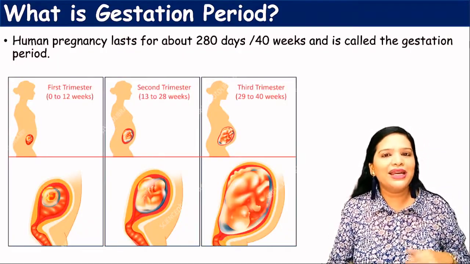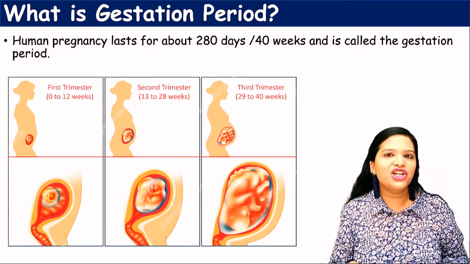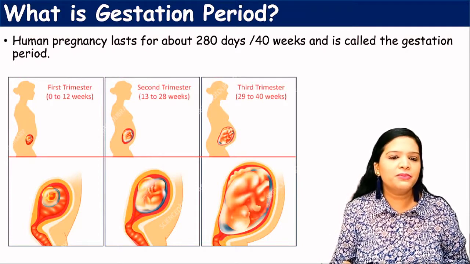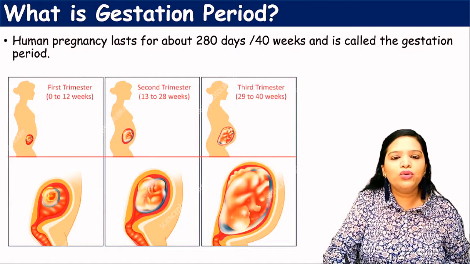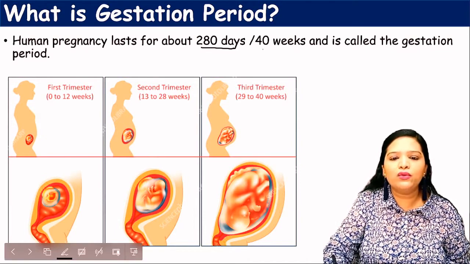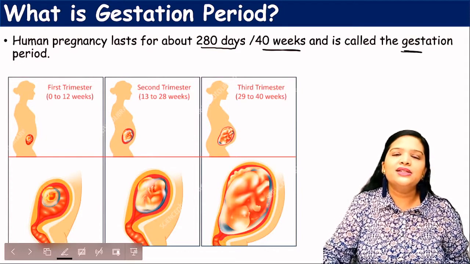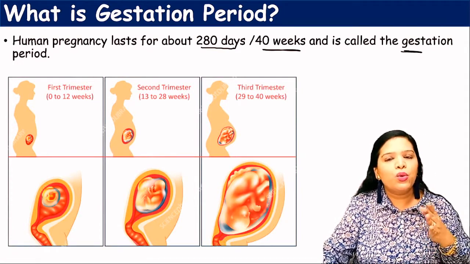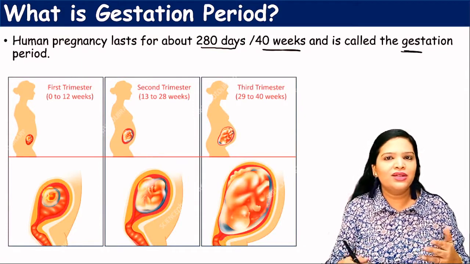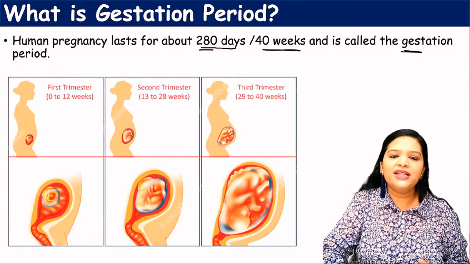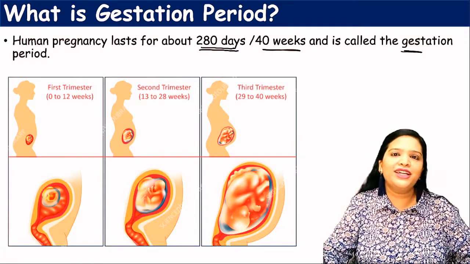Now let us go to the next part of the embryonic development. Here we have something called the gestation period. What is a gestation period? The human pregnancy, which lasts about 280 days or 40 weeks. This duration is called gestation. Gestation means pregnancy period. The duration varies with every species, you know that, right? So for a human being, the pregnancy period is 280 days, equivalent to 40 weeks.